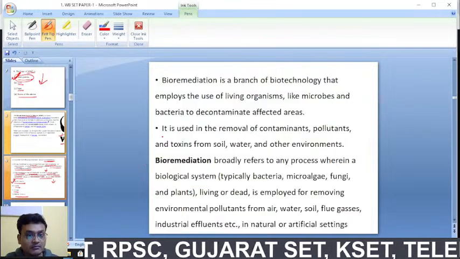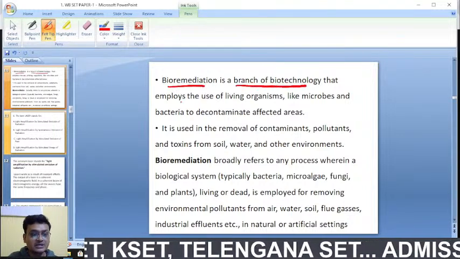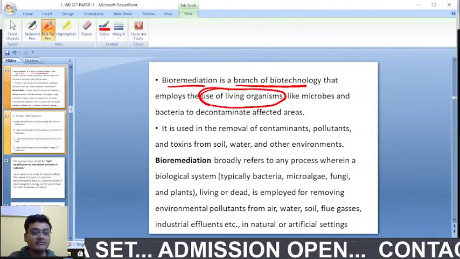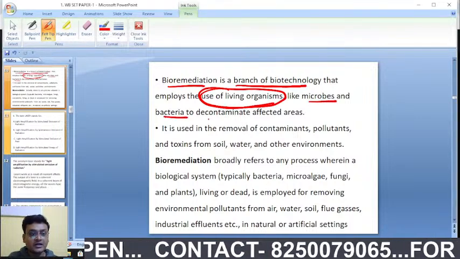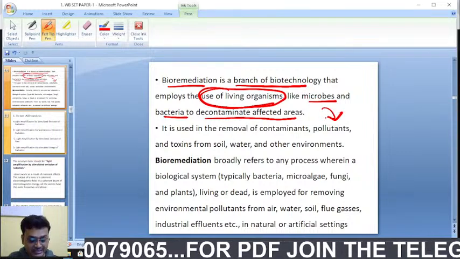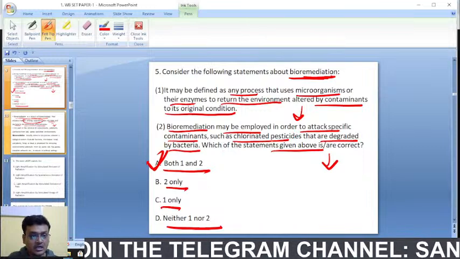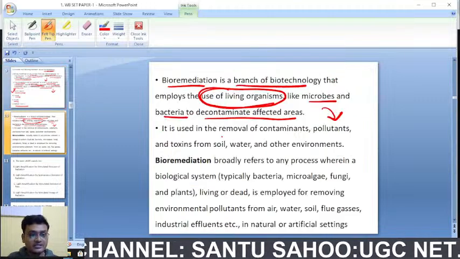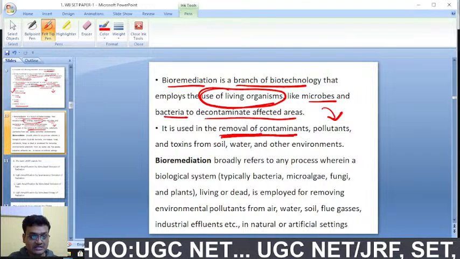Here you see, what is bioremediation? Bioremediation is a branch of biotechnology that employs living organisms, like microbes and bacteria, to decontaminate the affected area. It may be a specific affected area as given in the question, such as the chlorinated pesticides. It is used for the removal of contaminants.